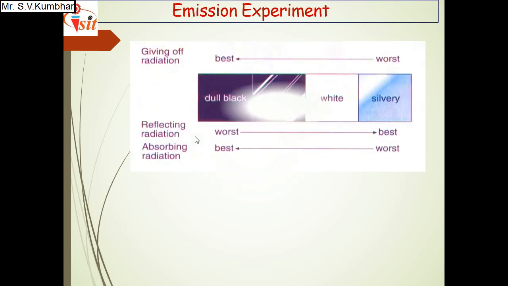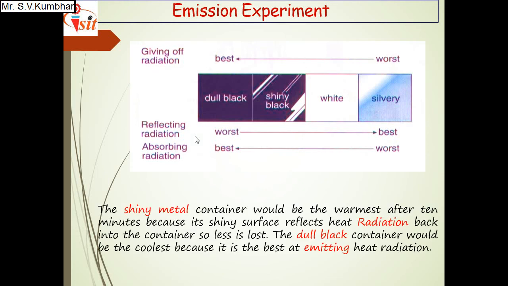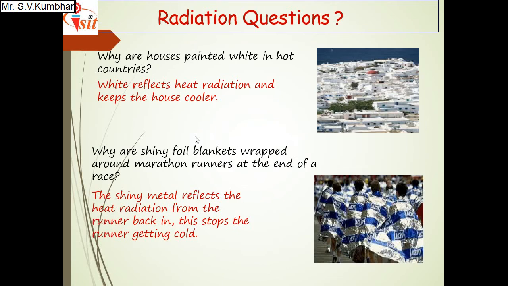Emission experiments. Here there is one body. The shiny metal container would be the warmer after 10 minutes because its shiny surface reflects heat radiation back into the container, so less is lost. The dull black container would be the coolest because it is the best at emitting heat radiation. We will see this experiment once again in the radiation chapter separately.